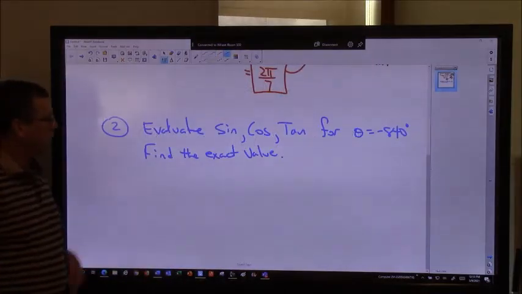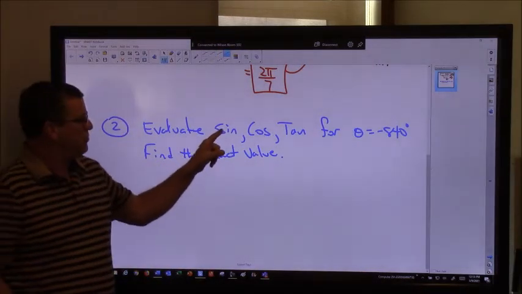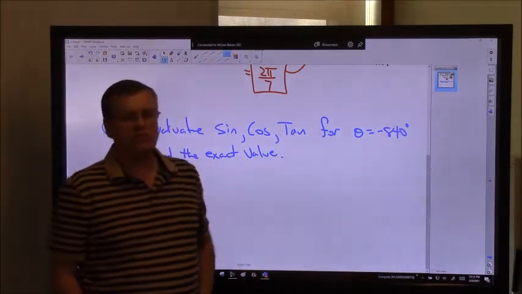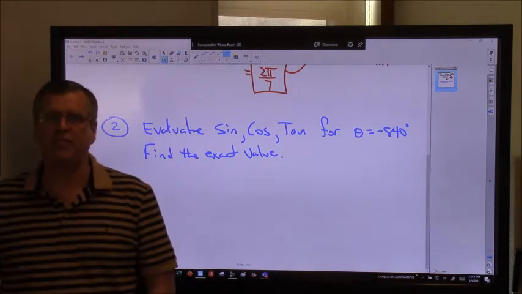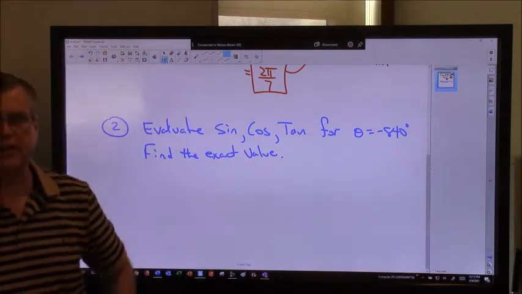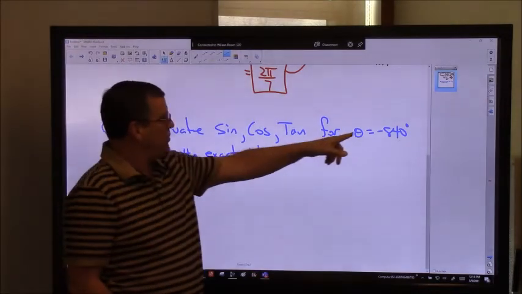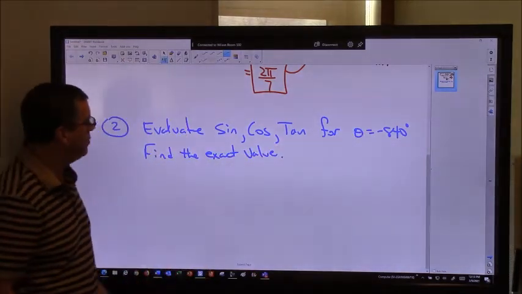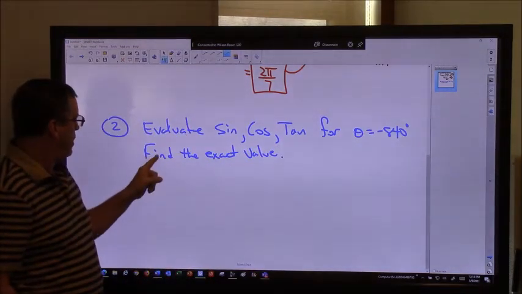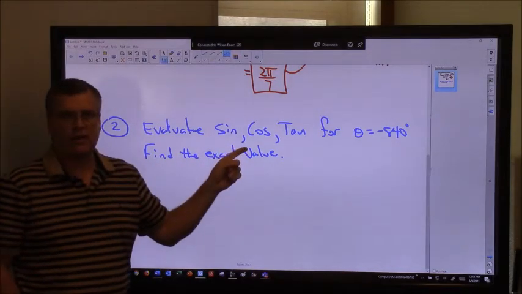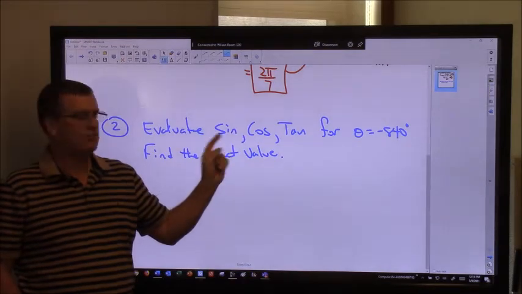All right, so instead of evaluating all 6, let's just do sine, cosine, and tangent. And they're going to give us some angles that are a little different. We're going around the unit circle more than just a little bit. Okay? So they want us to use a negative 840 degrees. And they want us to find the exact value, which means we should do all this without a calculator. All right? You guys go ahead and try it.